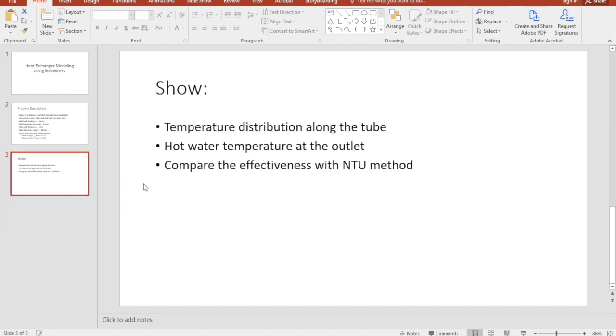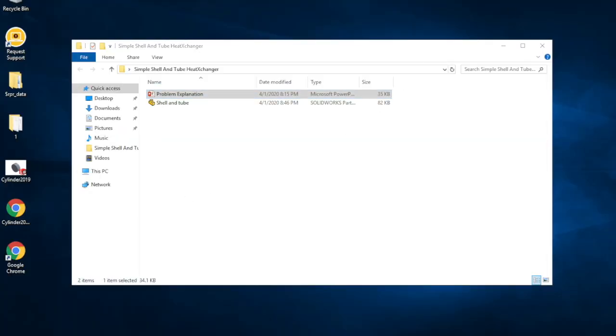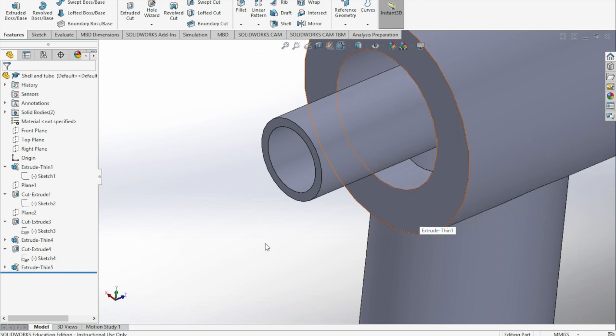And at the end, we want to see the temperature distribution along the tube, the hot water temperature at the outlet, and compare the effectiveness from what we get here with the NTU method that you've learned in the class. So I went ahead and did a design, and I'm going to go through the design to show you how it's going to look.